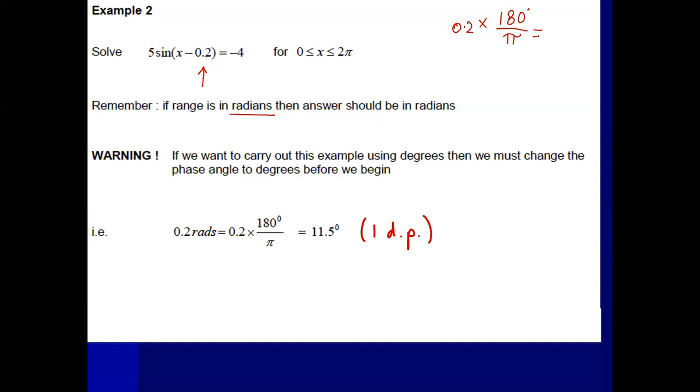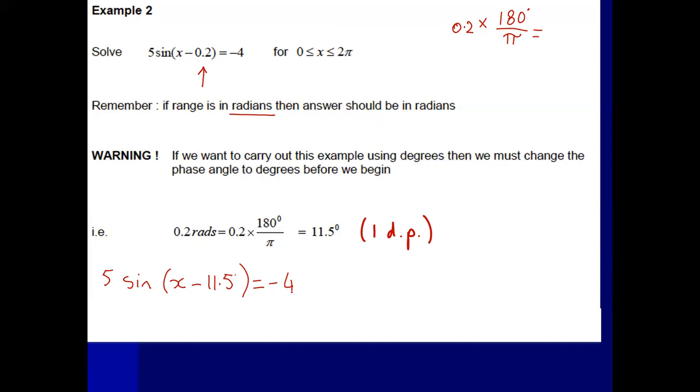Okay, so what you've got to solve this time is 5 sin(x minus 11.5 degrees) equal -4. So how would you solve that? Remember what they say earlier on, we need to keep that right to the end.